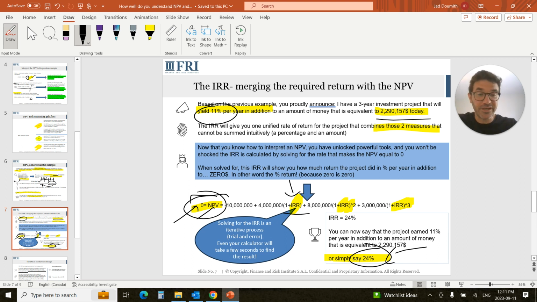We can use the financial calculator, solve for the IRR, and the calculator would give us 24%. But you guys would notice that even the calculator is thinking because this is an iterative process.